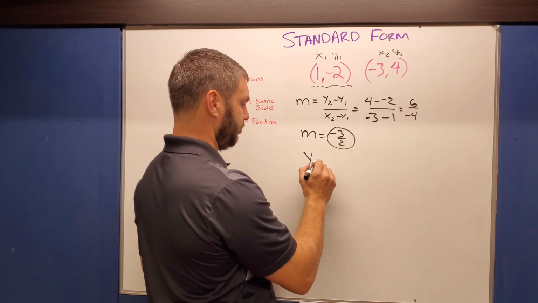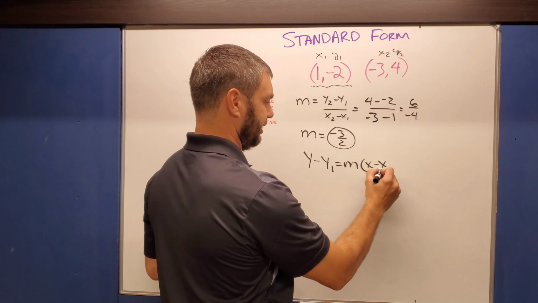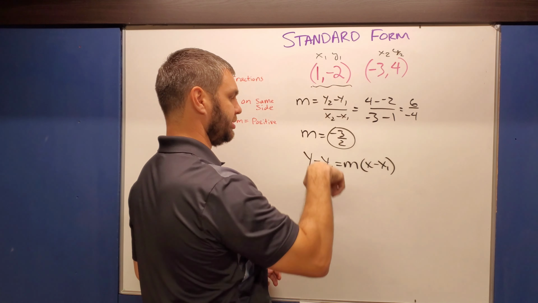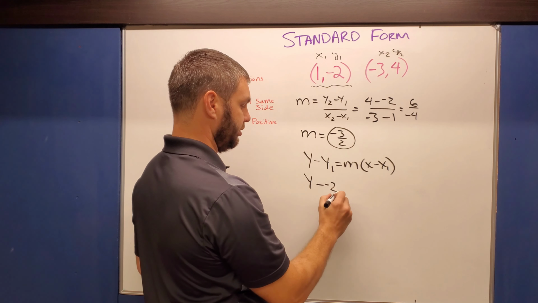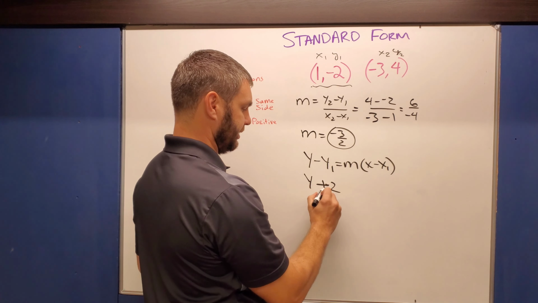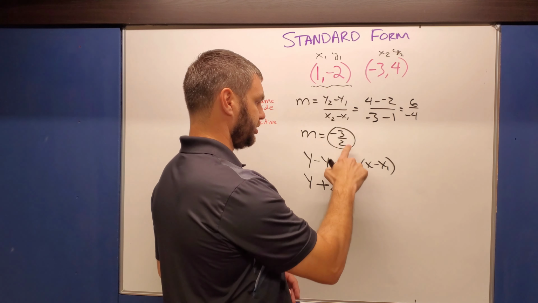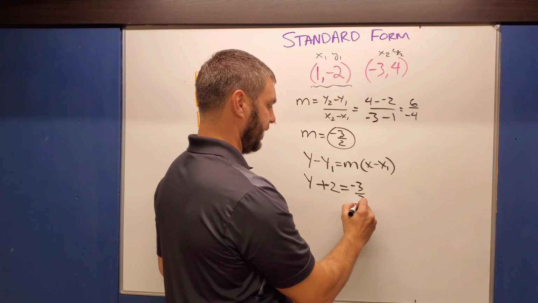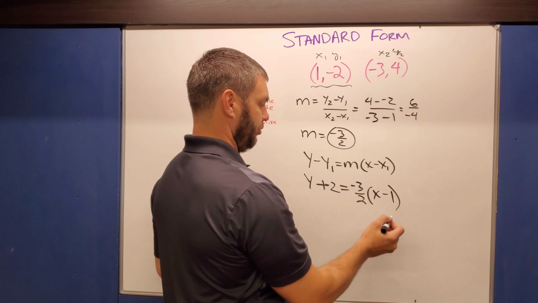I'm going to write this in point-slope form, which is y minus y1 equals the slope times x minus x1. When I plug those things in, that's going to be y minus my y1, which is a negative 2. Again, I could make this a positive since it's y minus negative, that's the same as y plus 2, equals the slope that I found, negative 3 halves, times x minus the x1, which is just a 1.